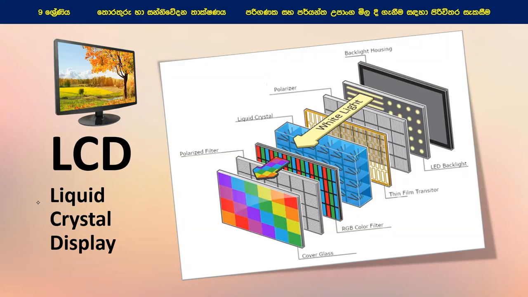Because the crystal layer is the one which decomposes the colors from the white light. You can see the white light is coming from the LED panel through the polarizer and thin film transistor. Then once it moves through the crystal layer, after the crystal layer, you can see the RGB color filters there. So basically the liquid crystal helps to separate the colors and creates a nice picture on your screen, right?